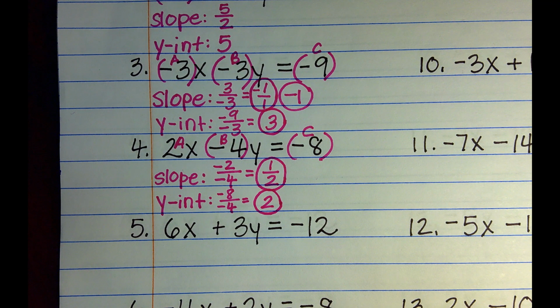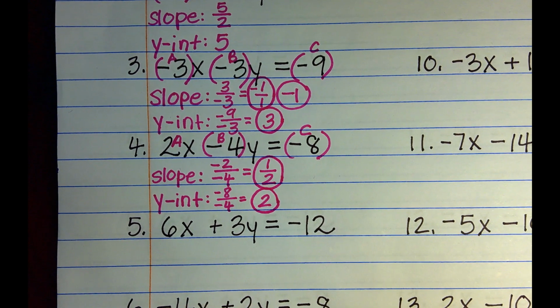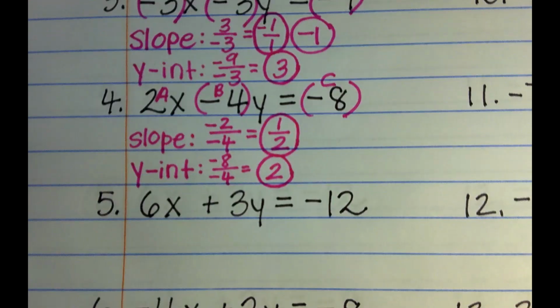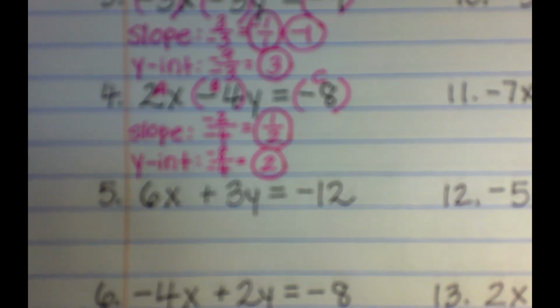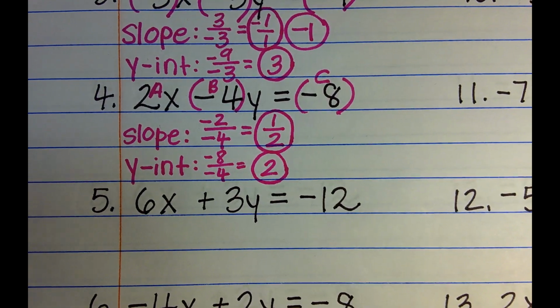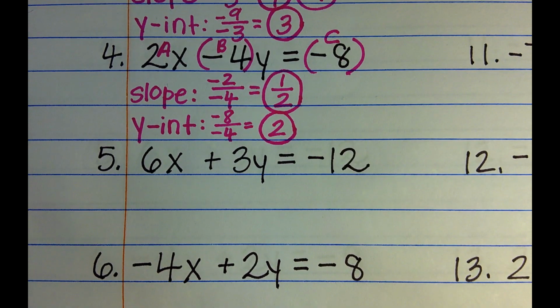Okay, questions on number 4? I'm going to zoom in a little on these because I know I've got it kind of squished together. I'm writing pretty tiny. Okay, let's look at number 5.